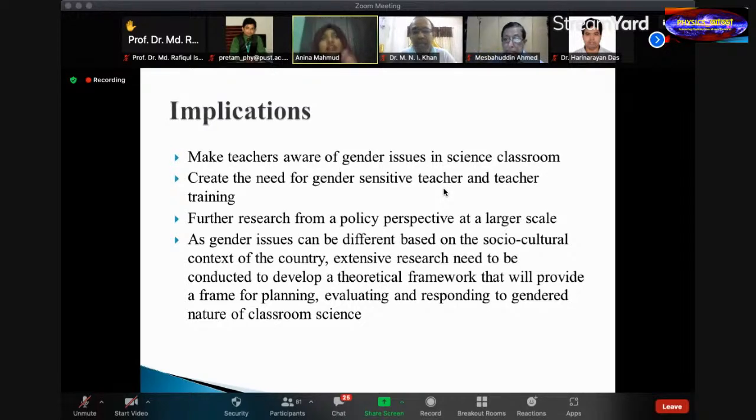Also, this study was conducted on a small scale, to find out some stories in 4 cases. However, I think for the betterment of our science discipline in Bangladesh and the betterment of our women, we need to conduct this study on a larger scale from a policy perspective and create a theoretical framework that will address the needs of our country and the specific problems related to gender and participation in science education faced in our country. Thank you for your patience and thank you for giving me a chance to present here. That's it for the presentation.